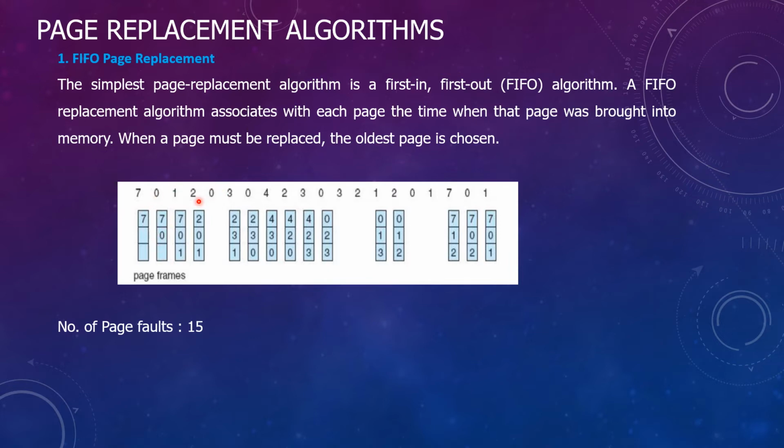Next we have to load page number 2. There is no free frame available, so among the pages loaded, we have to replace one page. According to the FIFO page replacement algorithm, the page which is loaded first will be replaced first. The page which is loaded first is page number 7. So we replace page number 7 and we load page number 2 in the place of 7.